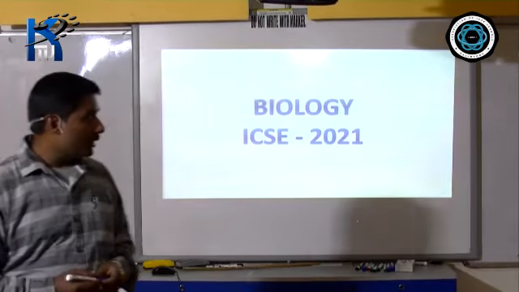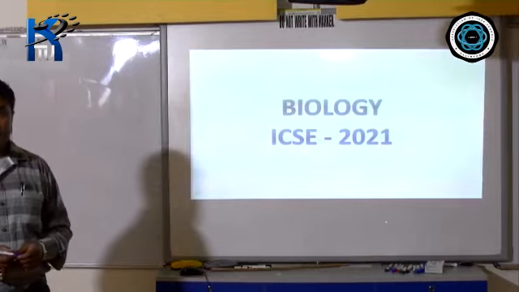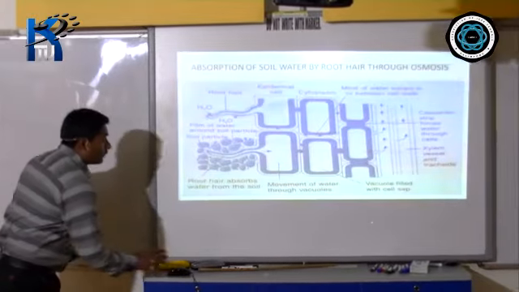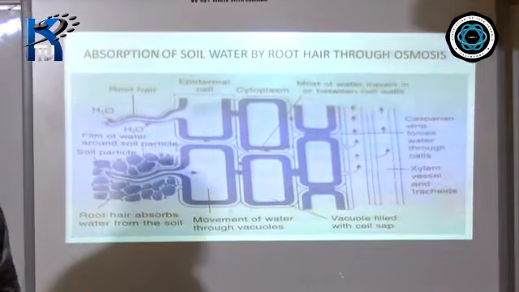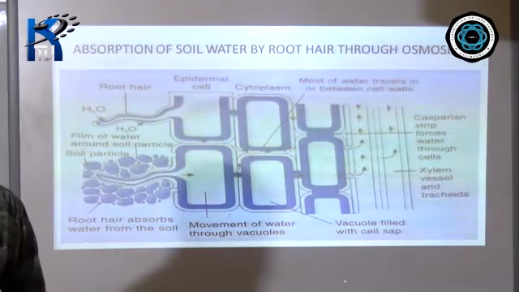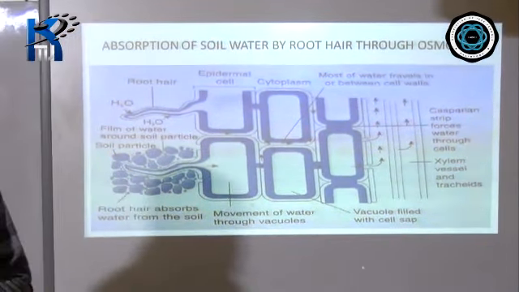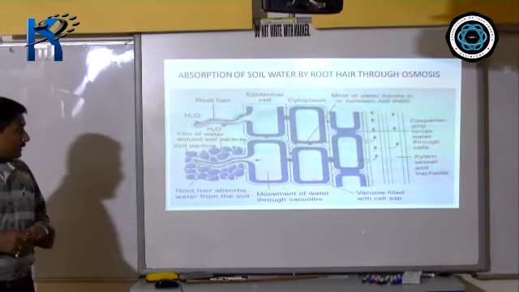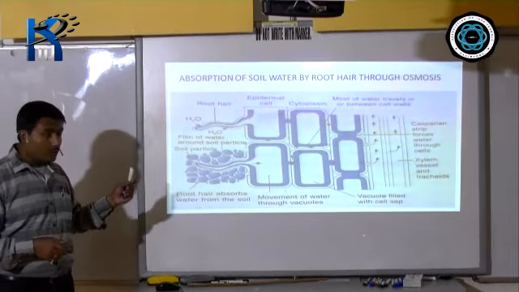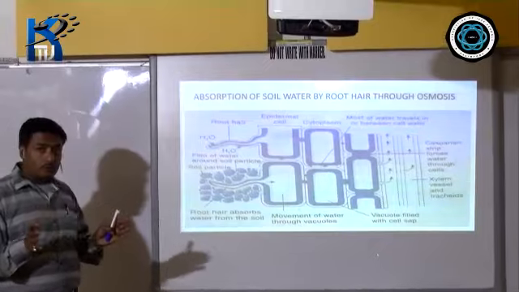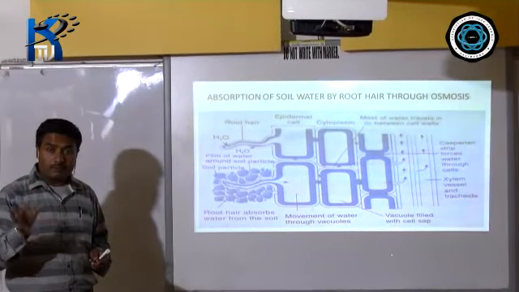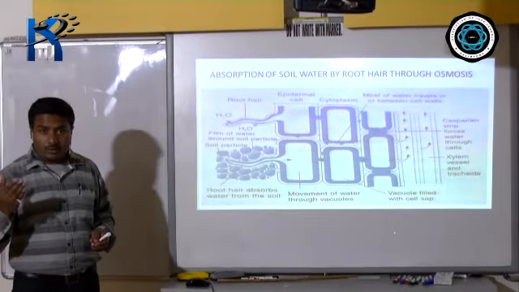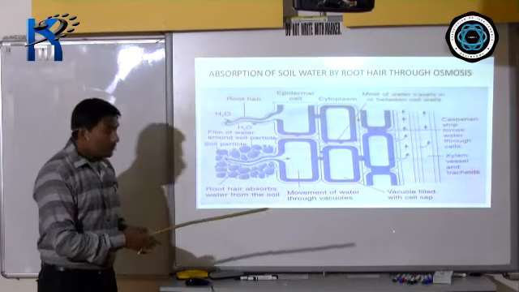Hello everyone, we are doing the process of absorption by roots. So far we have finished two processes: one is diffusion, another one is osmosis. Yesterday we discussed how plants absorb water and minerals by the process of osmosis, and we came to know what endoosmosis and exoosmosis are. Now we will be heading towards turgidity.